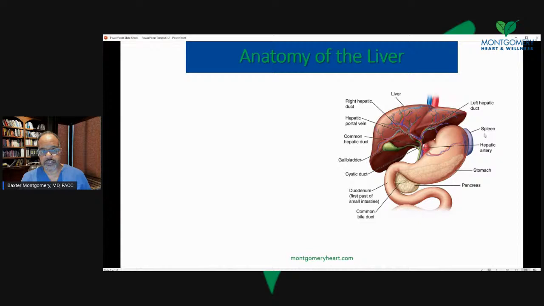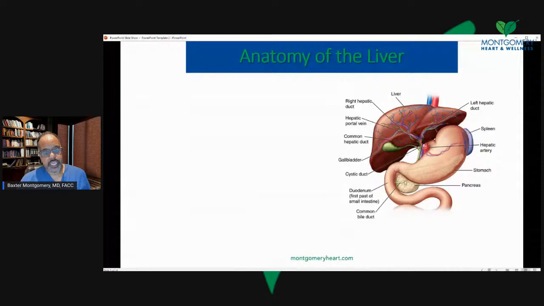Here's the anatomy of the liver. If you look at the right upper part of your abdomen, it sits there, below your diaphragm. It sits just above the stomach, and the pancreas sits just below that, somewhat beside the stomach.